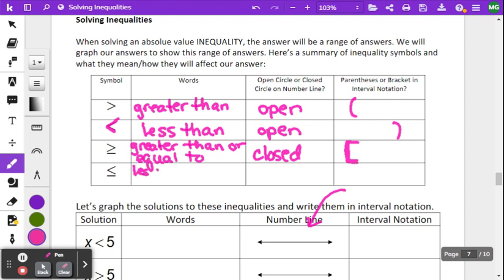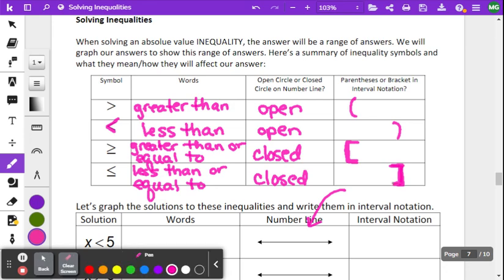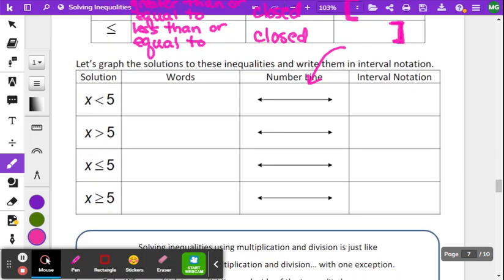And again, you see that it kind of looks like an L. So less than or equal to. And again, that will be another closed circle on the number line, and that will be a bracket on this side. So let's take a look. We'll do a couple of simple examples here and hopefully start to put this all together.